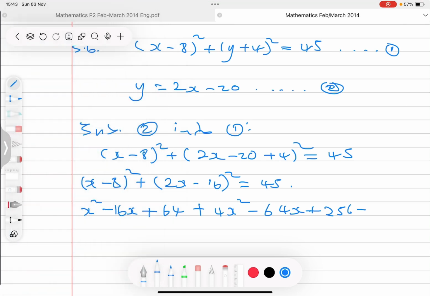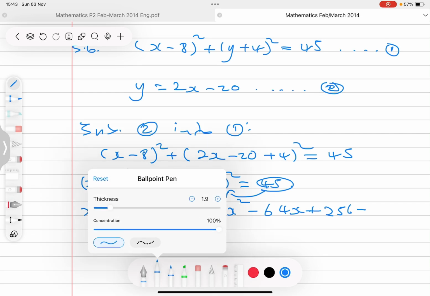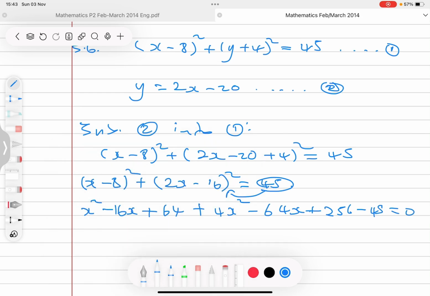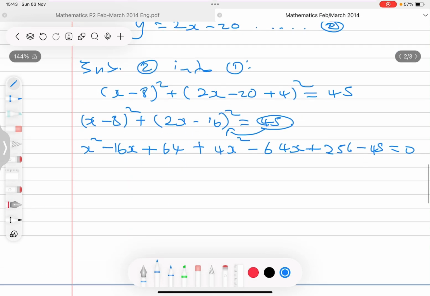And what I can do also is take the 45, bring it this side, so that it becomes negative 45, and this side I'm having a 0. Because this thing you can see is going to be a binomial. It's going to be a quadratic sort of problem where we solve for x as a quadratic equation. So at this stage, I will start with my x squared and 4x squared here. When you combine those two, they'll give you a 5x squared.